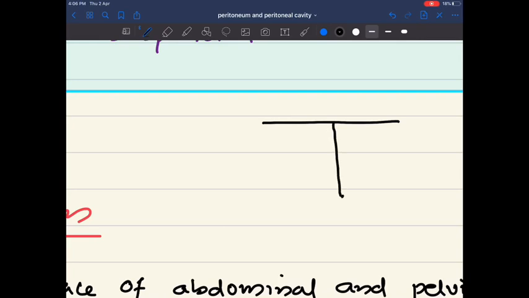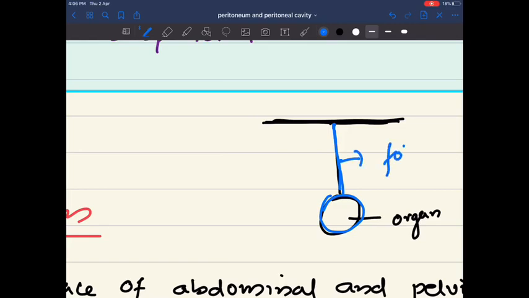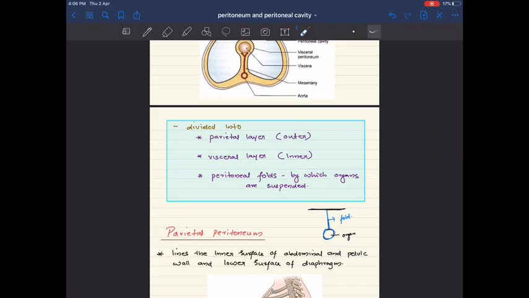Okay, see, this is an organ. Okay, this is the wall. Okay, body wall, anterior abdominal wall or posterior abdominal wall. See, from this anterior abdominal wall, it is hanging like this. Okay, the organ is hanging like this, so this is called fold. So peritoneal fold is by which organs are suspended.